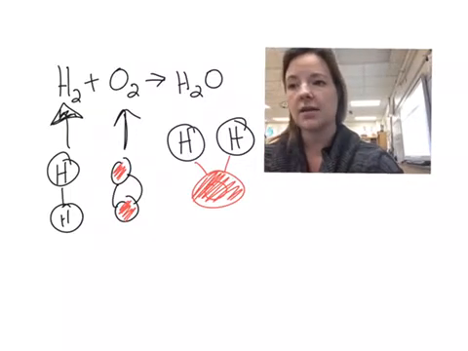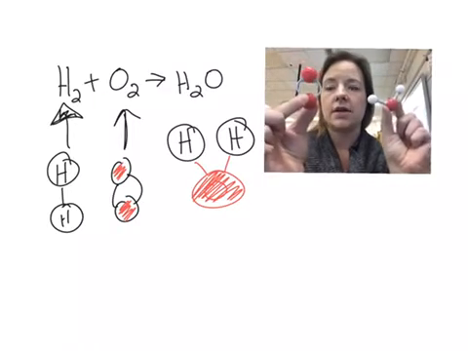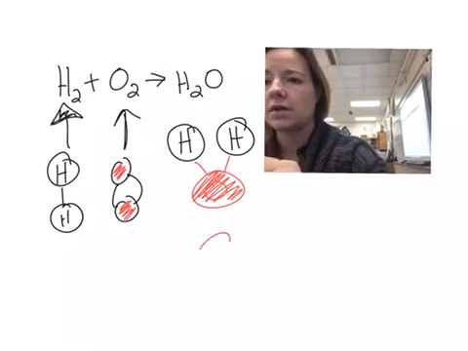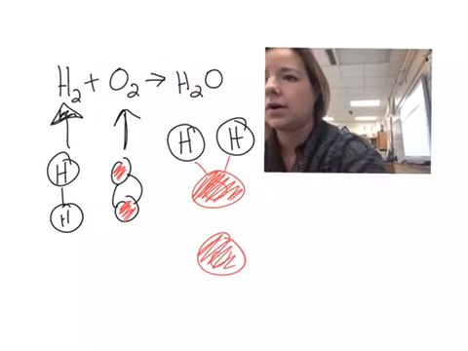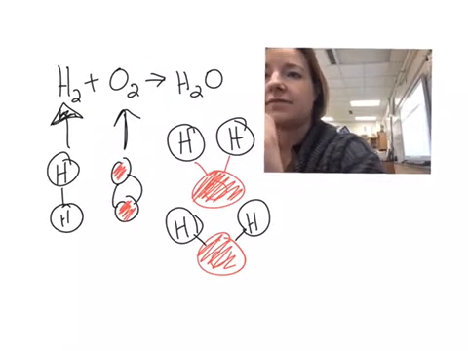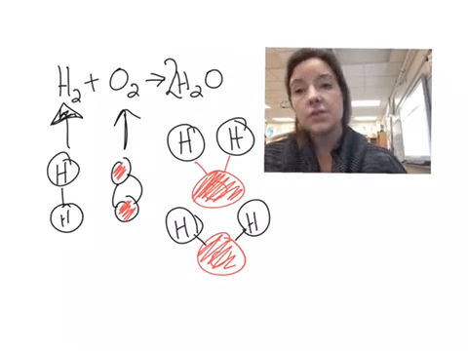So in order to fix that, I can see that if I've got only 1 red coming out, and 2 reds going in, I need another one of these. So I'm just going to go ahead and draw another water molecule here. And now I can see, well, when I do that, I now have 2 waters. So I put a 2 in front of H2O because I've got 2 of them now.